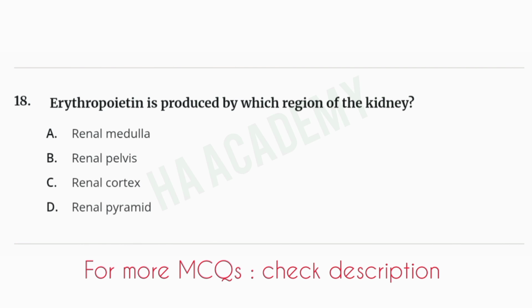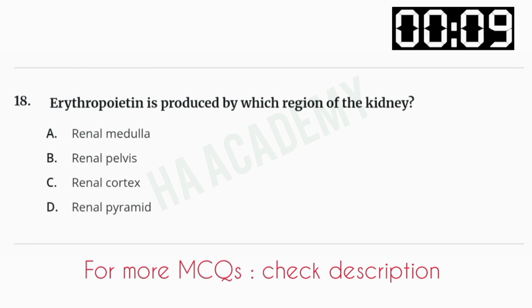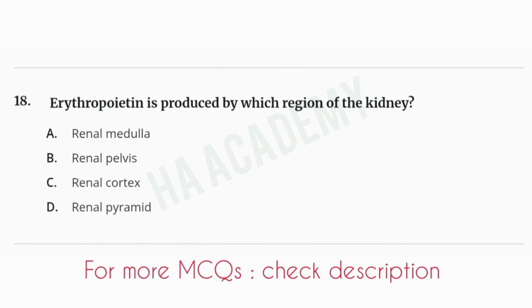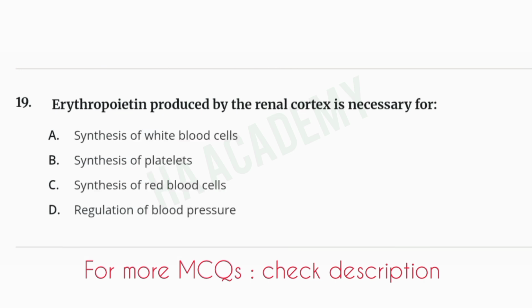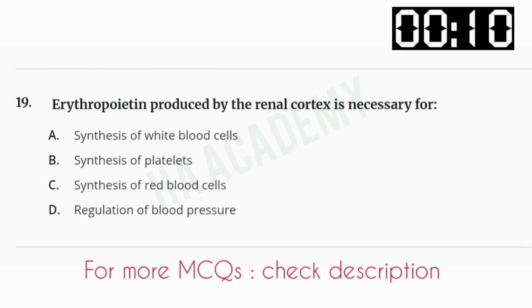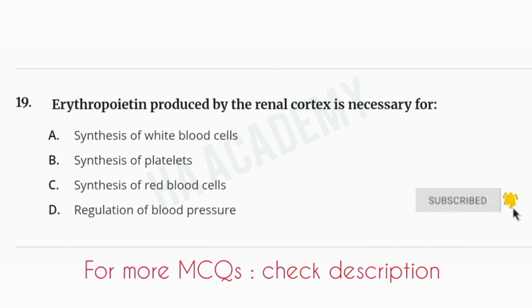Erythropoietin is produced by which region of the kidney? The correct answer is renal cortex. Erythropoietin produced by the renal cortex is necessary for... the correct answer is synthesis of RBCs, means red blood cells.